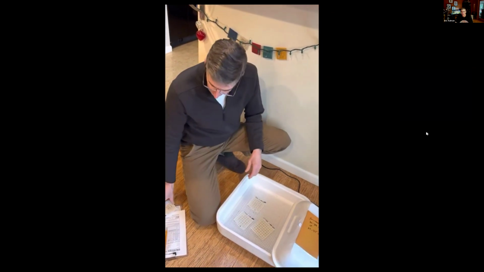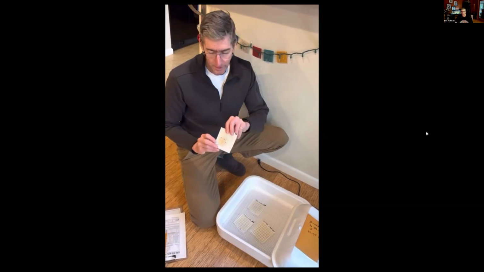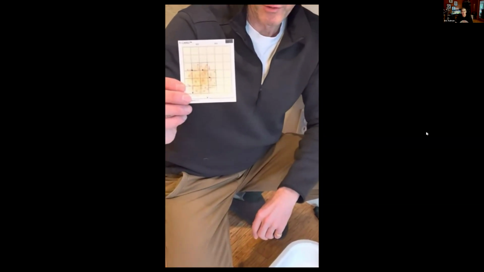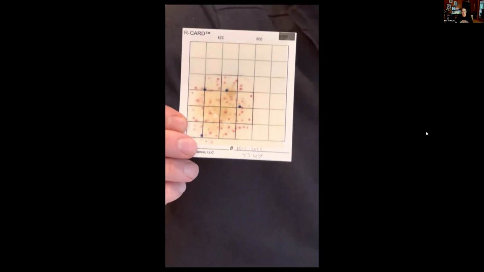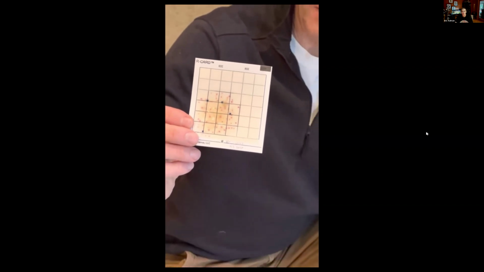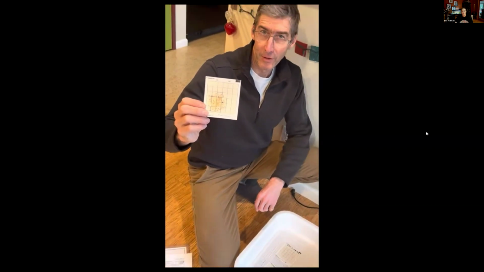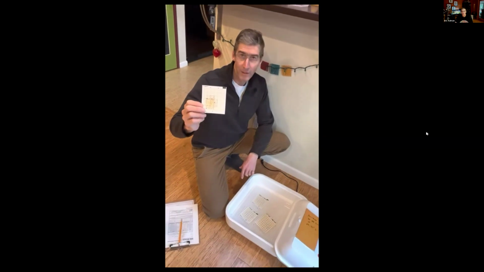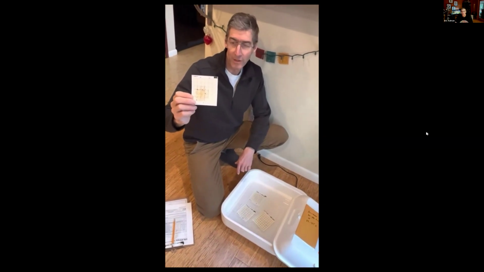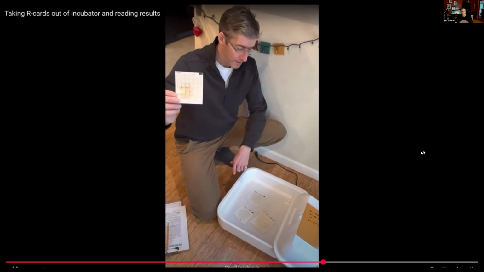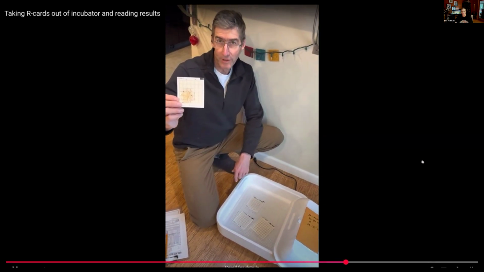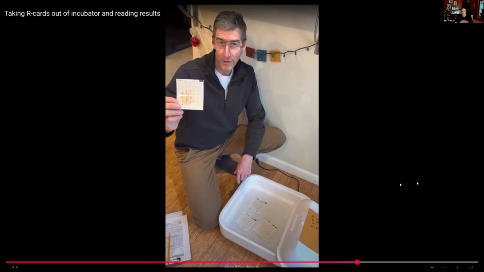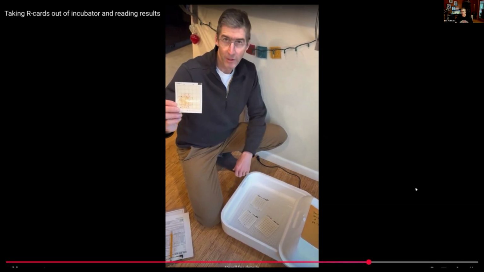However, I do have an example of what we would have found if we did add E. coli. Those would show up as these dark blue dots like we have on this previously incubated card. These will tend to show up better after an additional 24 hours. You don't gain any additional colonies, but they're even easier to read. So you can take them out now and read them now, or if you want to make them even easier to read, you can let the card sit a little bit longer. So that's how you take the card out and read it.